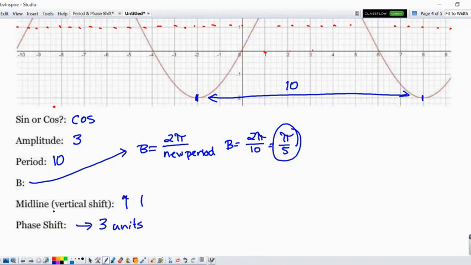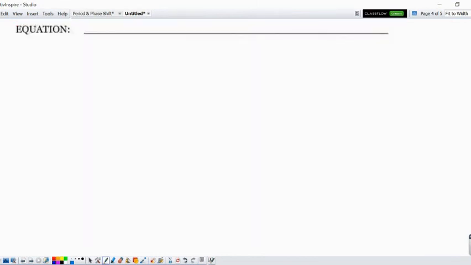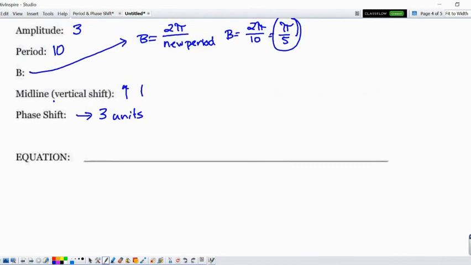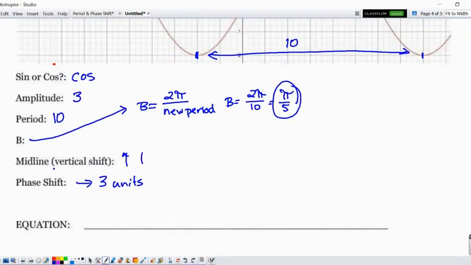So we'll put that into our equation. And we should have everything we need to know to write this equation. Y equals, no negative, we wrote the regular cosine graph. Our amplitude is 3. Now for our b value, pi over 5, parentheses x. Our phase shift, that maximum had moved to the right by 3 units. Remember, x is a liar, so we're going to have to write -3. And our midline, our vertical shift was up by 1, so +1 at the end.